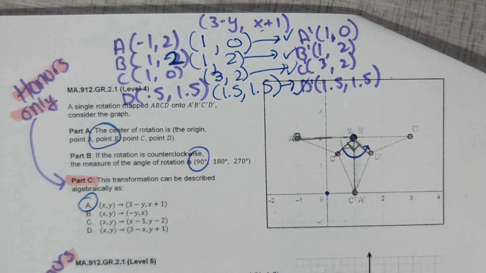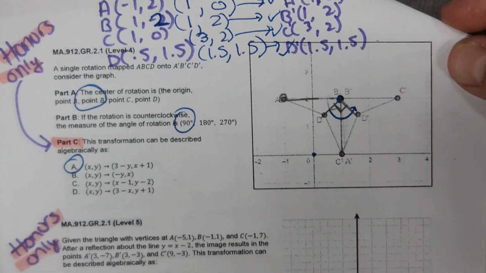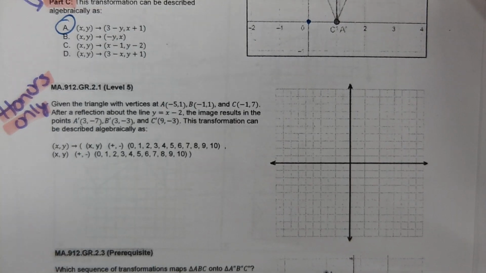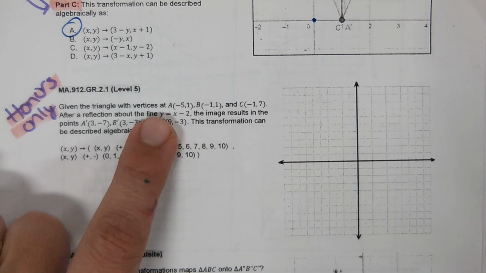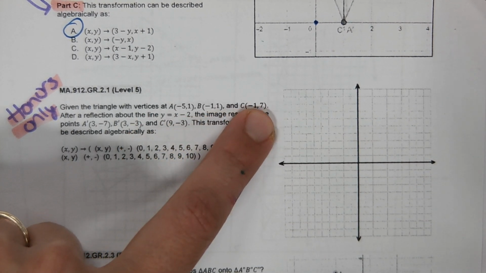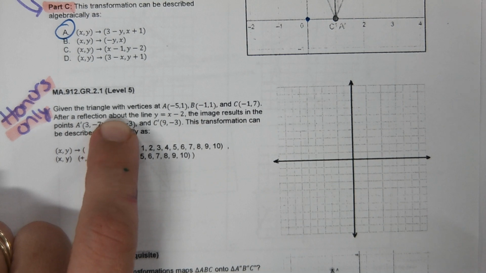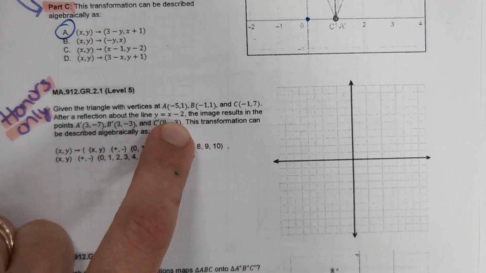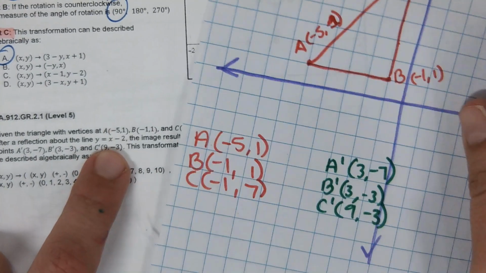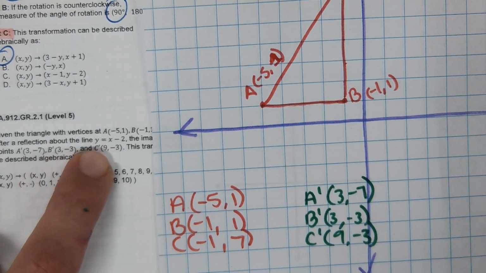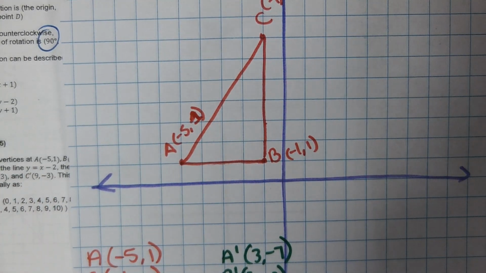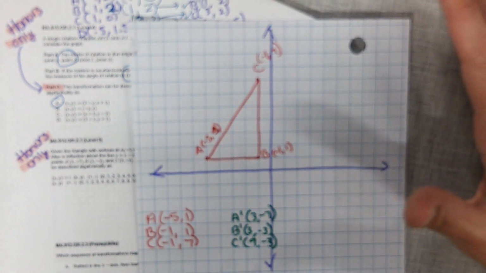Okay, the next one, another honors question. We already have this graphed though. It's saying that you have the triangle ABC and that we graph that after reflection about the line y equals x minus 2. So it's this graph right here, and it gives us the coordinates for the second one too, but I'm going to go through all the steps so you can see how all the parts work together.